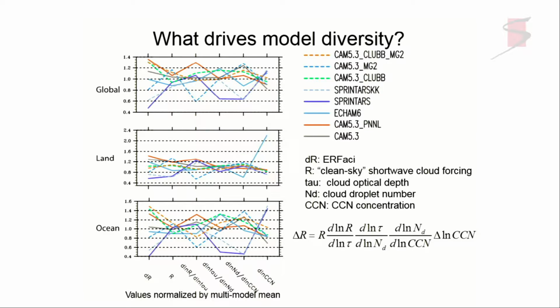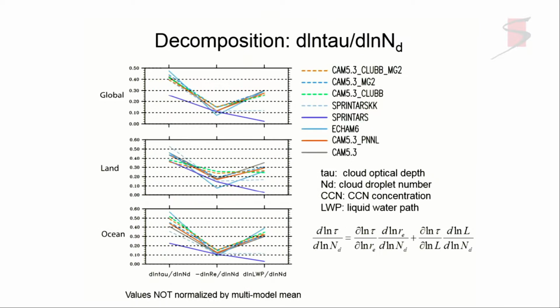So by doing this, we can start to pull apart which of the models have stronger sensitivity to one of these particular factors and which have weaker sensitivity. And you can break this down by land and ocean. I'm not really going to talk specifically about that. Oh, and this was basically saying that the values are normalized by the multi-model mean in this case.